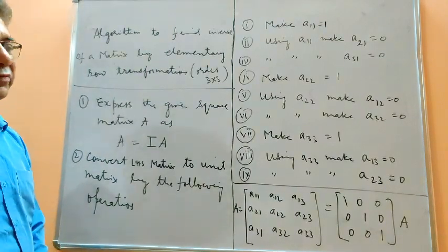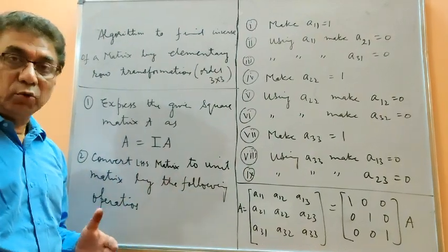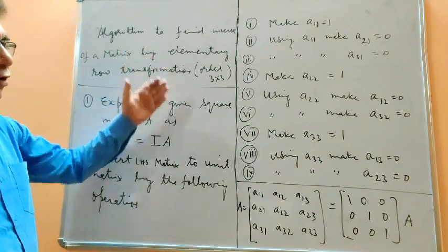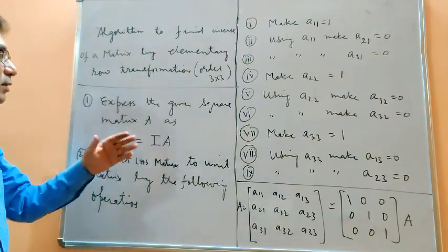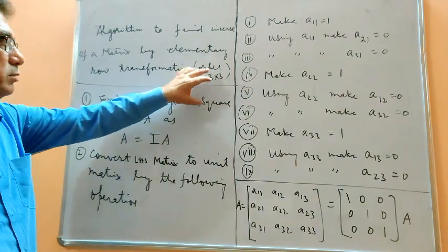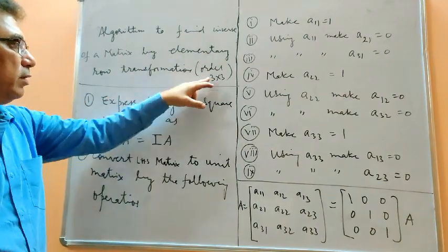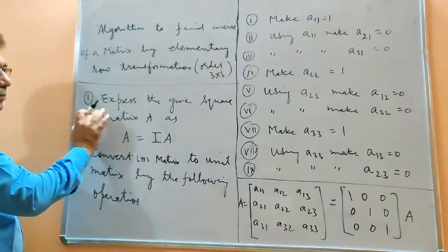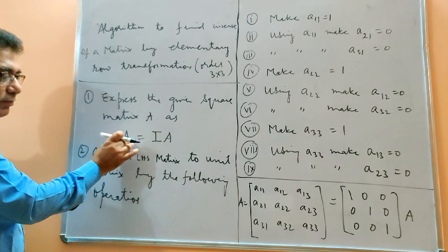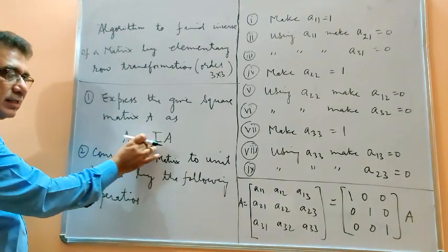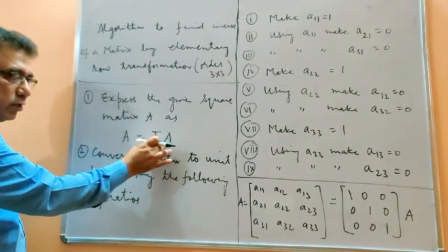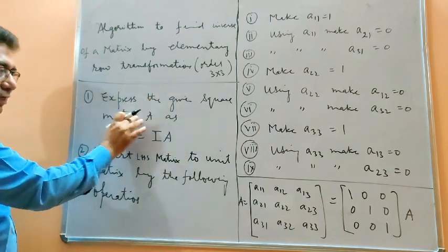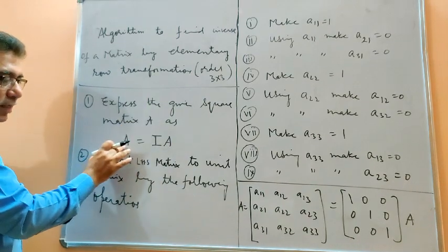Now suppose we want to use elementary row transformations to get the inverse of any matrix. So we should follow these steps. The same I have written here, and the example I have taken is of order 3. So what is the first step? As we know, when we multiply any square matrix by the identity matrix of the same order, we get the same matrix. So first we have to express the given matrix A, which is a square matrix, as A is equal to IA.